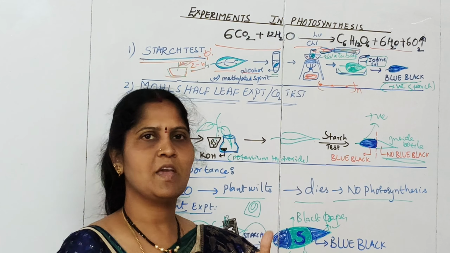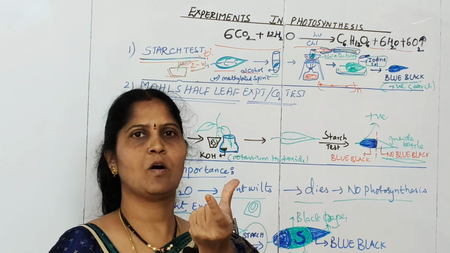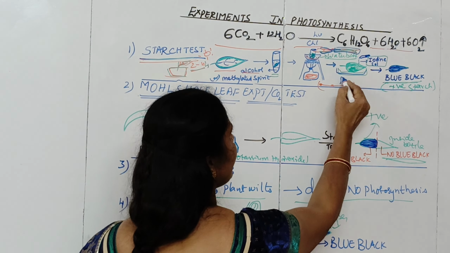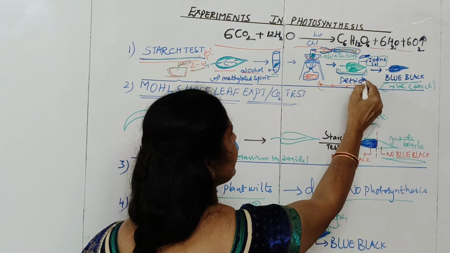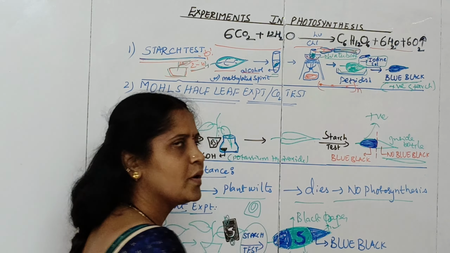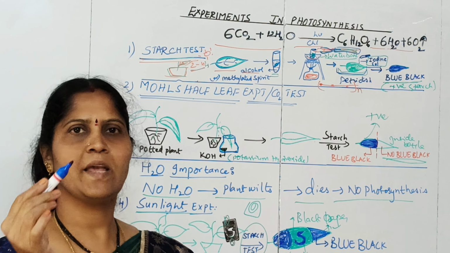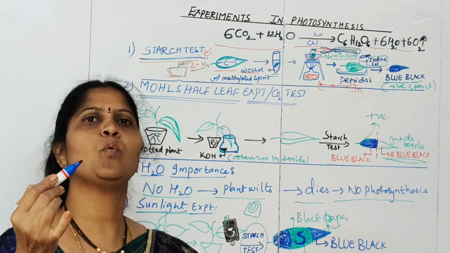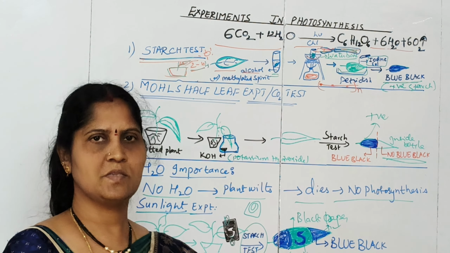Okay, so in our lab we have a small glass container which is called the petri dish. We place the leaf in the petri dish, and then you add a few drops of iodine solution. Iodine reacts with starch and gives a blue-black color. That is the principle of this test.